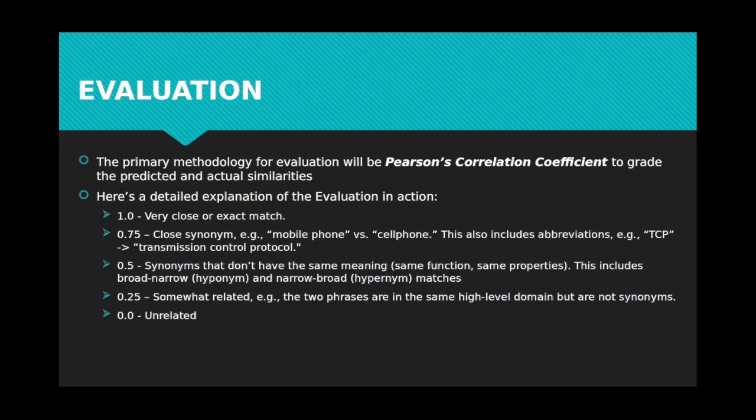And moving along. As I said, the primary method for evaluation will be the Pearson correlation coefficient. The grades will be given from 0 to 1 with 0.25 point increments for every similarity. So for example, let's say we have something like mobile phone versus cell phone. These are two similar things.